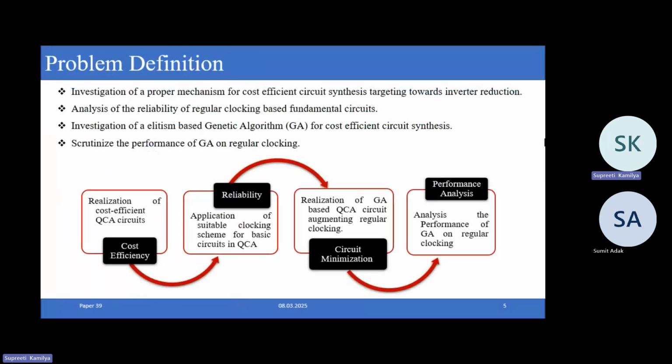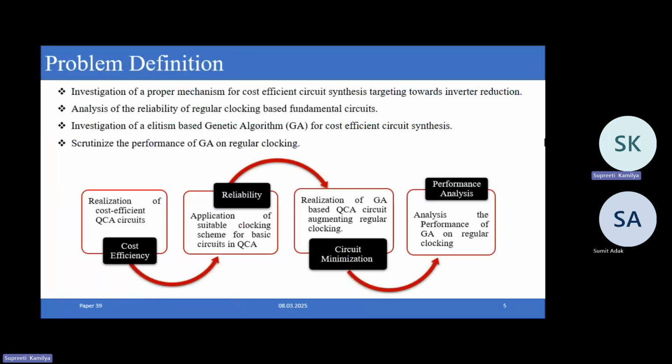And the third one is regarding the genetic algorithm. Again from the previous research we have identified that elitism based genetic algorithm has a very important impact in optimization of QCA circuits. But none of the previous research investigated the elitism based genetic algorithm, and at the same time they have not considered all the basic parameters which are impactful in calculation of cost. So that's why we have investigated an elitism based genetic algorithm for cost efficient QCA circuit synthesis. And the last one is that whenever we have developed something, we need to scrutinize or investigate the performance of that one. So that's why we have developed the genetic algorithm.